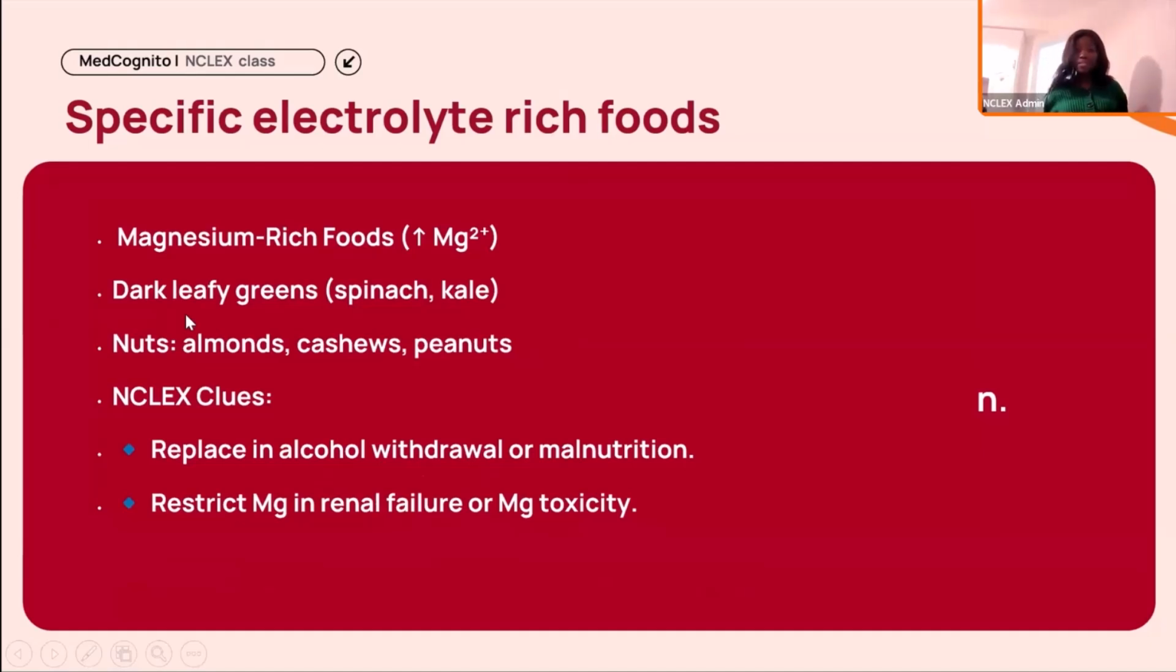Dark leafy greens, so spinach, kale, nuts like almonds, cashew, peanuts, very important. So for these clues, watch them. Replace magnesium in alcohol withdrawal clients with malnutrition. Do not get tricked. We have to replace magnesium, okay? And then we restrict magnesium in renal failure or magnesium toxicity.